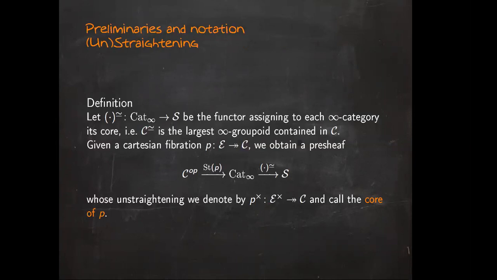A way to construct it as well is that it can be constructed as a sub-fibration of P. So we can construct P core as a sub-fibration, which is given by the same objects as E has. Its Cartesian morphisms are exactly the Cartesian morphisms in E, but its vertical morphisms are just the vertical equivalences in E, right? So we throw everything non-invertible out in the fibers.